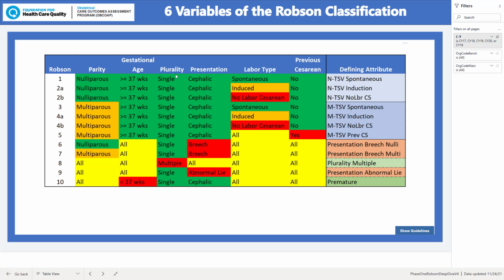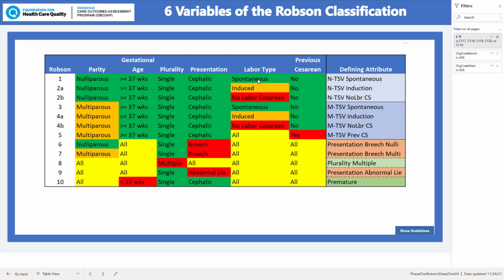Plurality indicates the number of fetuses being carried. Single is one baby, multiple is more than one. Presentation is the position of the baby within the uterus. The most common, safest, and easiest to deliver is the cephalic or vertex presentation, when the baby is head down facing the mother's back. The second possibility is a breech delivery, when the buttocks or feet are positioned to be delivered first. And an abnormal lie, which is any position other than cephalic or breech, such as a transverse lie, when the baby is positioned laterally within the uterus.